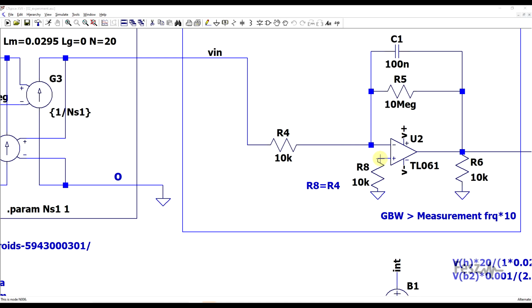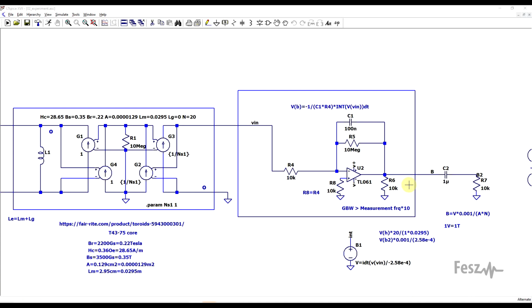Finally, to get the flux density, you need to divide the output voltage by the core area, number of turns, and multiply by this 0.001, which is the gain of the integrator circuit with the chosen components.